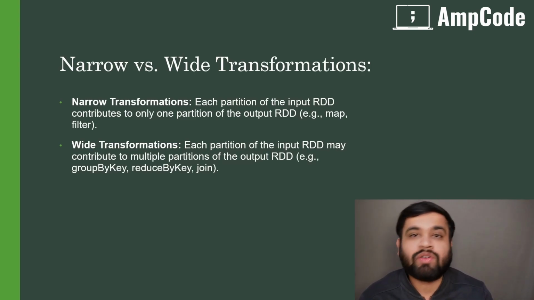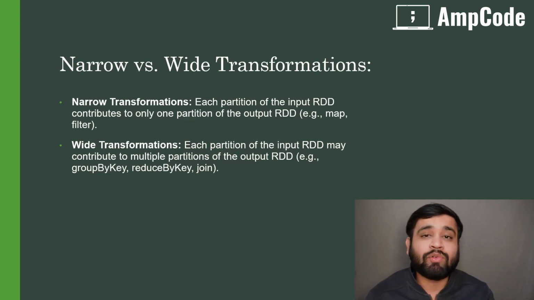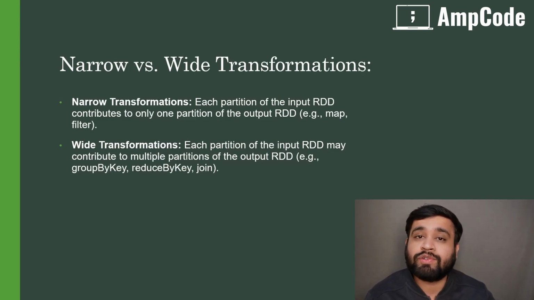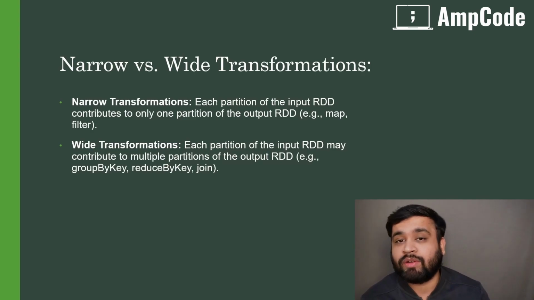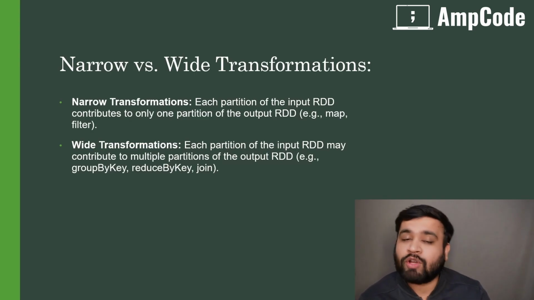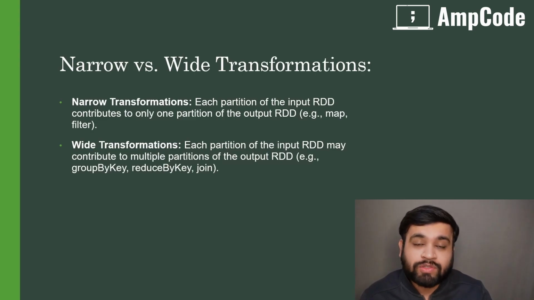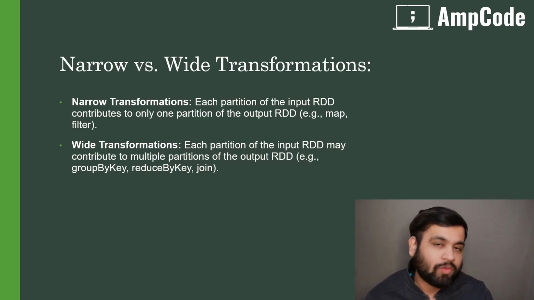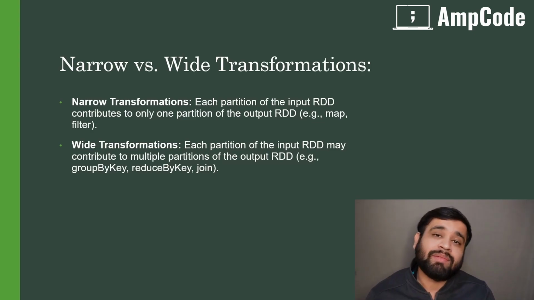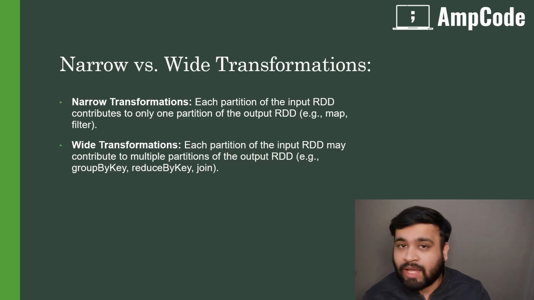So basically, narrow transformation means that if you input an RDD, each partition of that RDD will contribute to only one partition of the output RDD. There are many transformations like the map transformation and the filter transformation, in which one partition of the input RDD will only contribute to a single partition of the output RDD. But in the case of the wide transformation, it can contribute to multiple partitions of the output RDD.